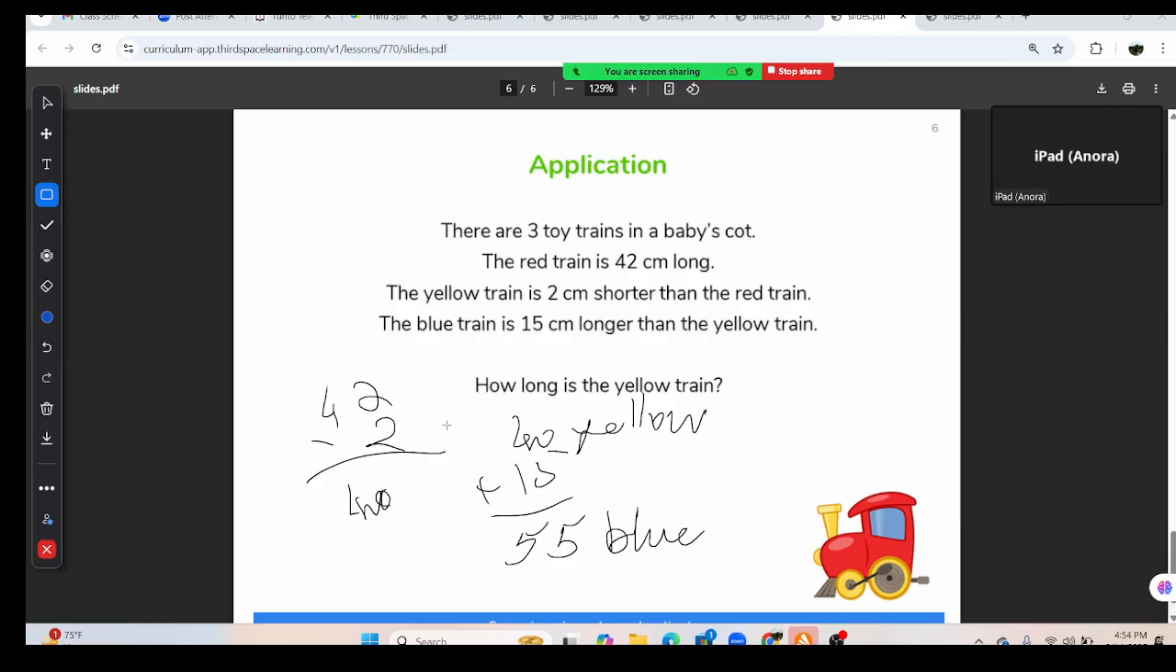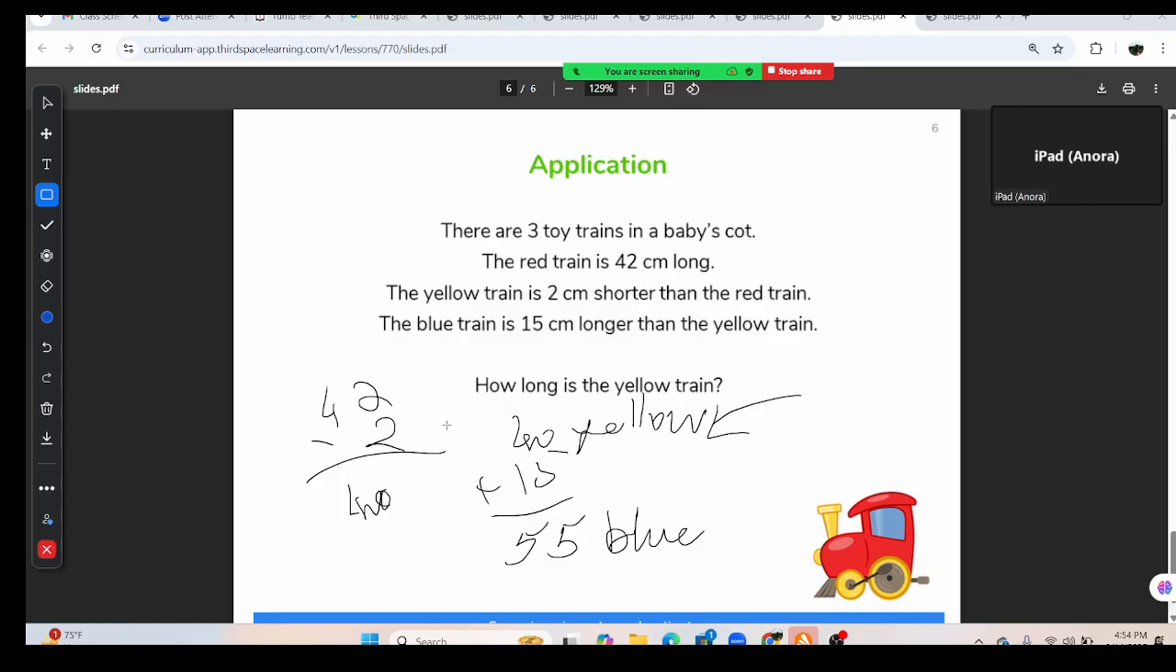Okay, very good. So what is your answer? 40. 55 you wrote. Yeah. No, because I first did 42 minus 2, 40, that's the yellow. Then I did plus 15 to make it blue.